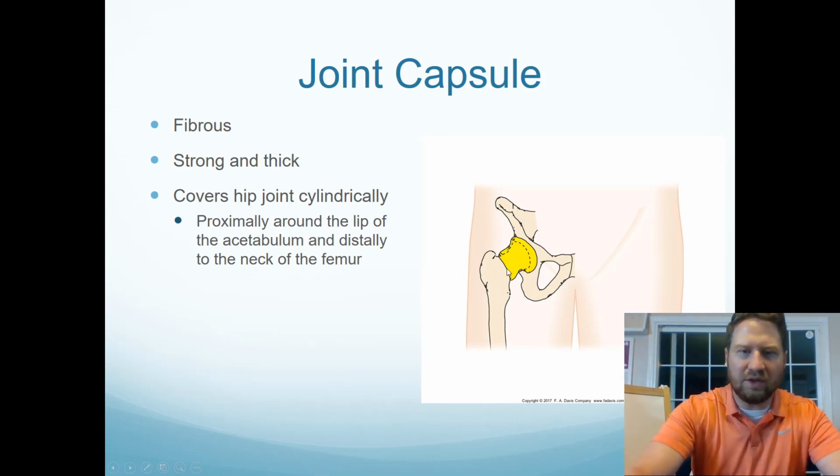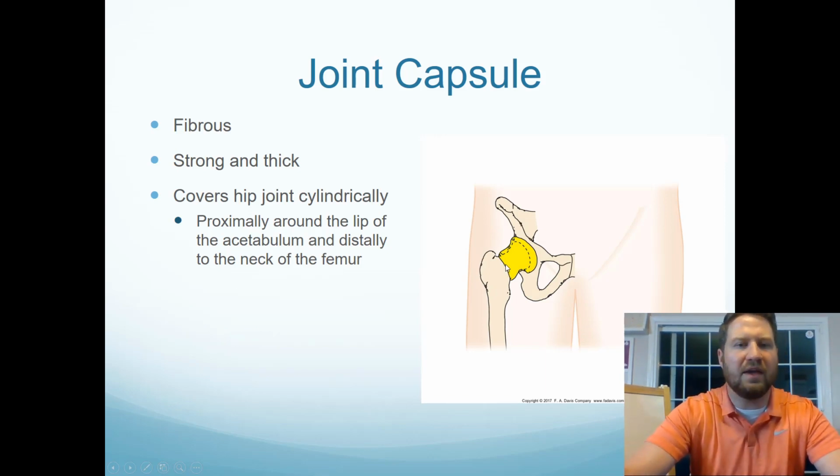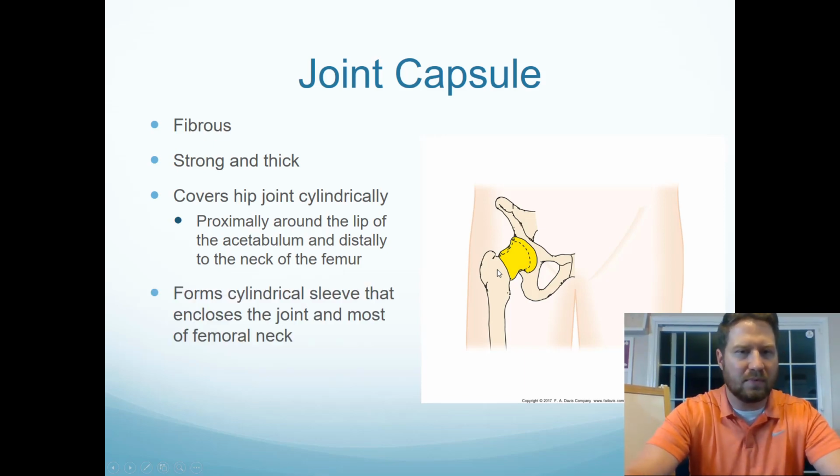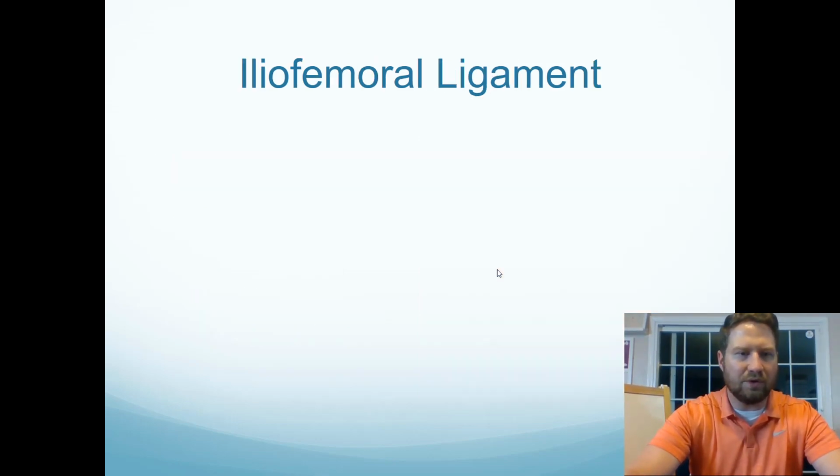When we start in 170 this summer, we're going to talk about hip fractures, and why it's important and why hip fractures that occur proximal or within the hip joint capsule have a higher likelihood of healing versus the fractures that are outside the capsule and how they don't heal very well. It forms a cylindrical sleeve that encloses the joint in most of the femoral neck.